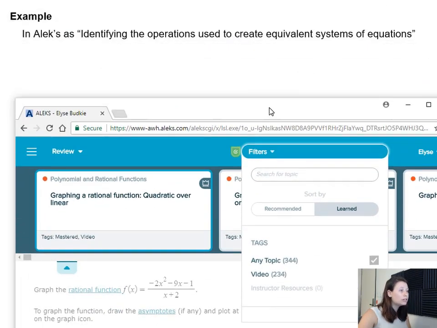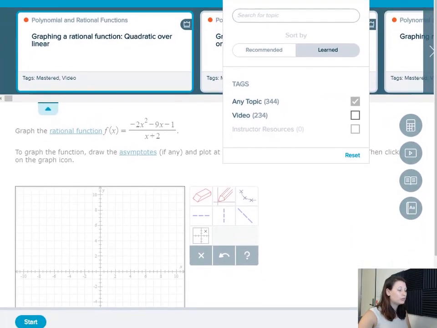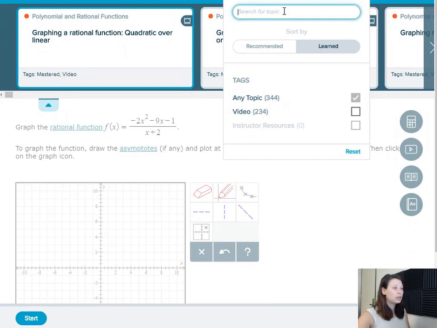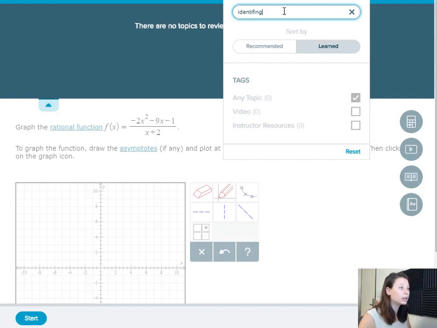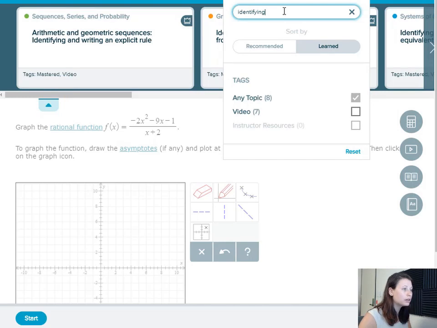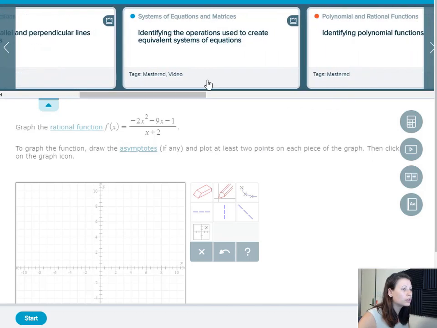What was it called? Identifying the operations used. Okay. So, identifying, nope. Oops, helps if I could spell. Okay. I thought I had the Y there. Equivalent systems. There we go.